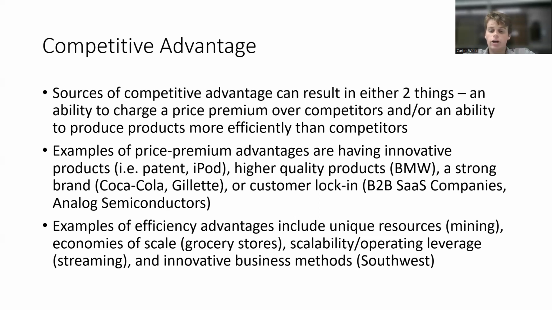The second one is higher quality products. This would be like if my lemonade was actually just better than everyone else's lemonade. This is like BMW, the car company. People are willing to pay a little bit of a premium because of the actual quality of the car or the good itself. Another one, which is different from a higher quality product, is a strong brand.